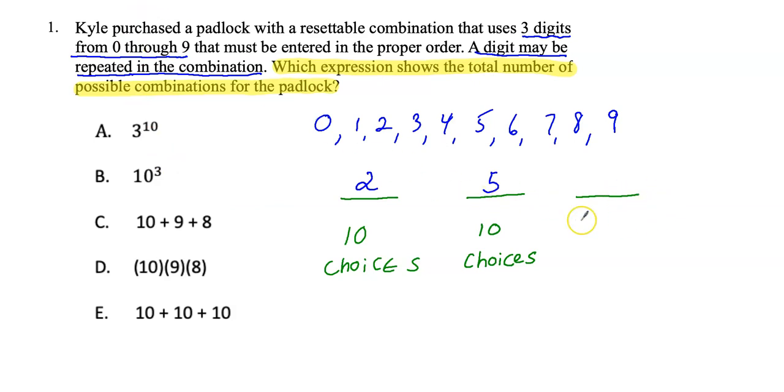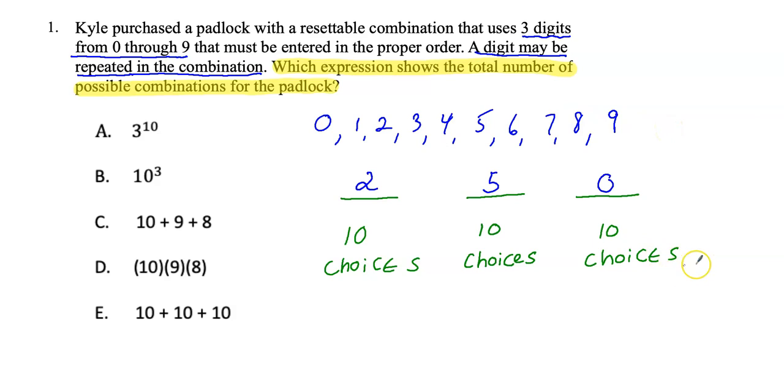Let's go to the last digit. How many choices do I have for the last digit? Well, I have 10 choices again. And how about if I choose a 0 for the last digit? So this is one possible combination that you could enter, 250. But the question is how many total possible combinations could I make using 3 digits from these 10 digits?